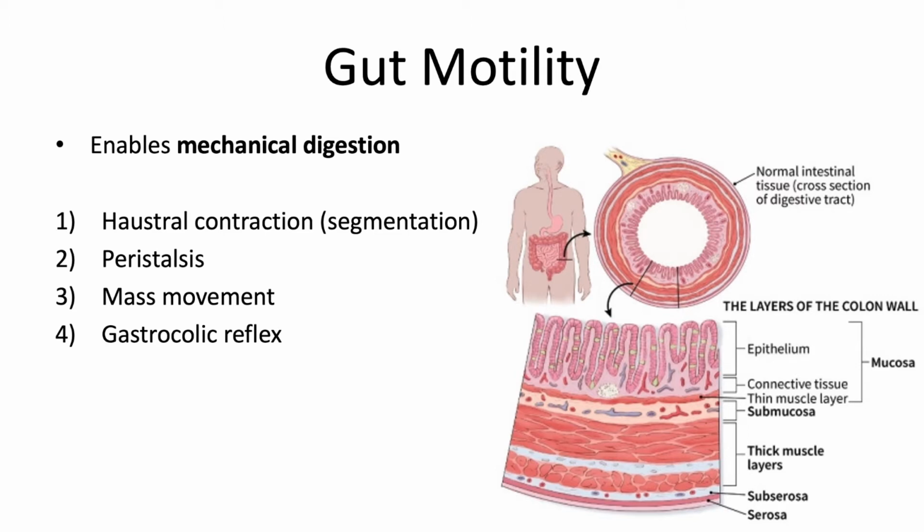Third, mass movement represents strong waves which begin in the transverse colon. These quick waves push the content toward the rectum. And these movements occur about 3 times per day, usually after a meal. Finally, products of the small intestine digestion as well as stomach filling lead to gastrocolic reflex. This increases colon motility, including the mass movements.